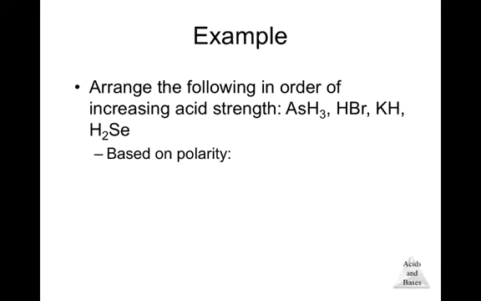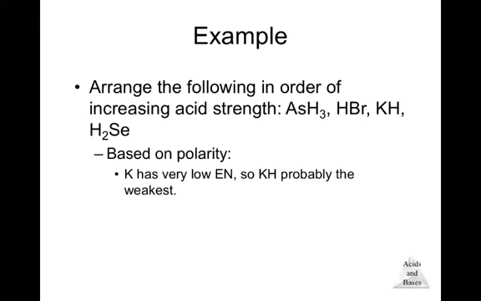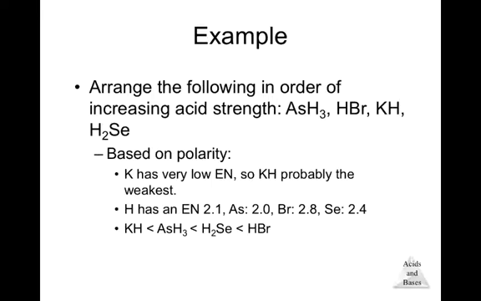So we can look at polarity, okay? Potassium has a very low electronegativity, so KH is probably the weakest. Hydrogen has a 2.1, arsenic has a 2.0, bromine 2.8, and selenium has a 2.4. So you can just base it entirely on that. So since Br is the most polar, it's going to be holding those electrons most closely, and this is going to be most likely to dissociate. That makes that the strongest acid.